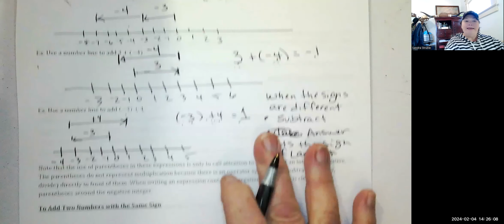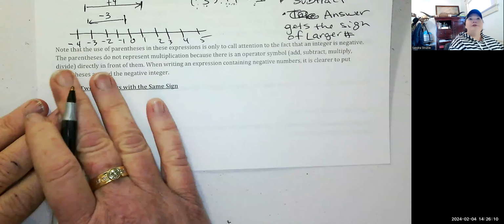Let me give you another way to think about it. Note that the use of the parentheses in these expressions is only to get your attention to understand that the integer is negative. The parentheses are not representing multiplication in this case, because there's an action, a plus sign, in between the parenthesis and the other number. If it was 3 times 4, that's different. That's not what we have. This is an addition sign. Same thing for here. It would be -3 times 4. That's not what we have for any of these. So it's just to help you understand that there's a negative sign in there.